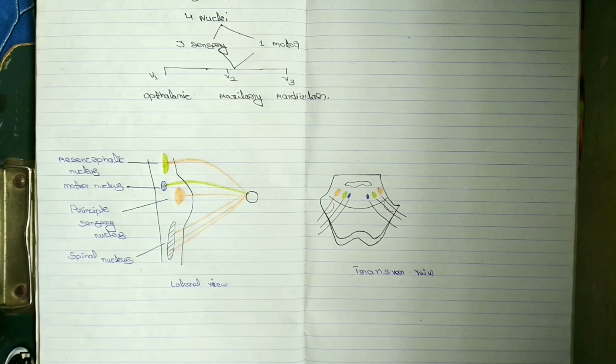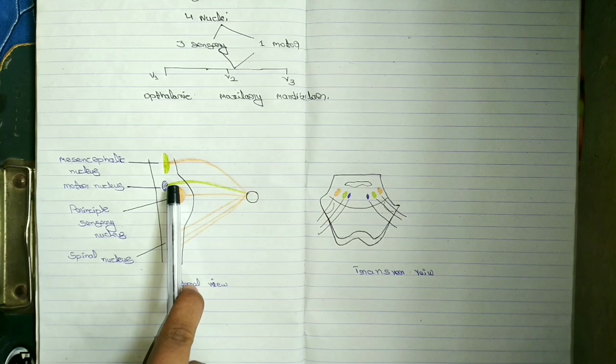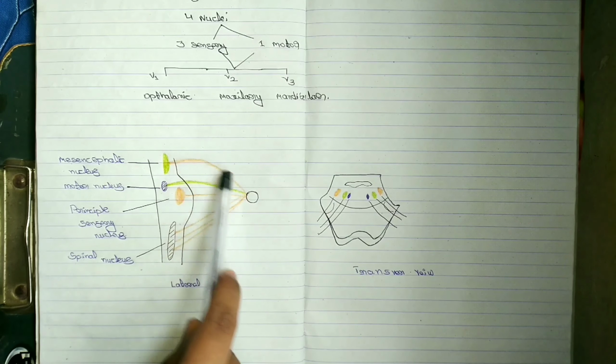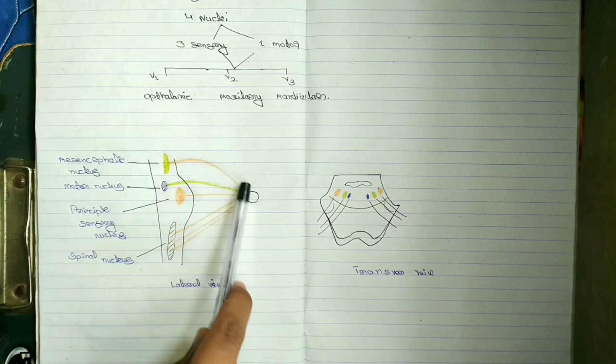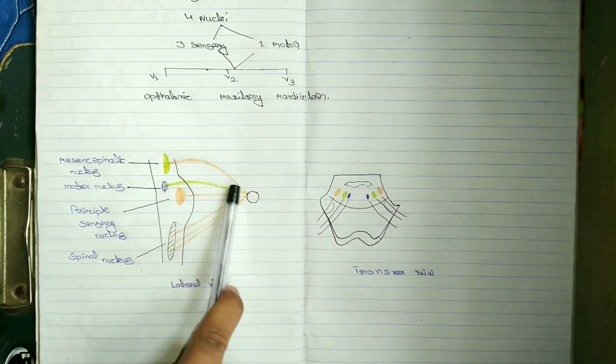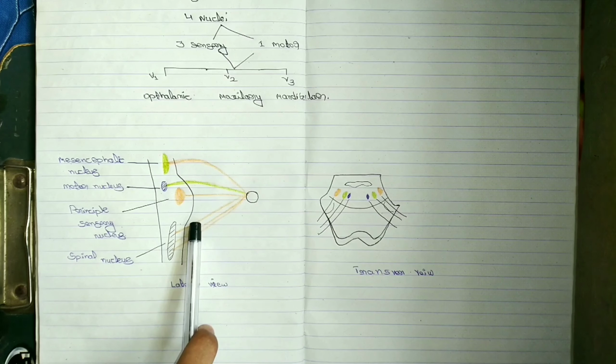This is the mesencephalic nucleus, this is the principal sensory nucleus, this is the spinal nucleus, and this one is the motor nucleus. All these three are sensory in nature, and this is motor in nature. This is the trigeminal ganglion, and this green one is motor, and all these orange ones are sensory and afferent in nature, and this one is efferent. The green one is efferent, which passes through the third branch, the mandibular nerve, and supplies the muscles.